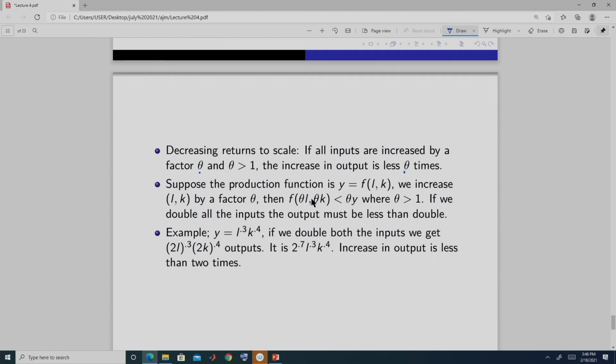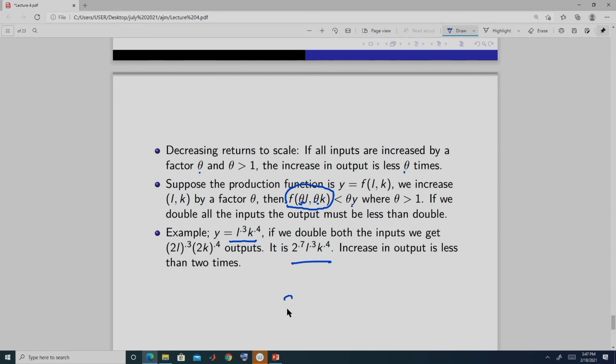So, if all the inputs are increased by a multiple theta, that is theta greater than 1, then the output is this much, because this is the production function, and it should be less than theta times y, where y is the original output. For example, take this production function where L is to the power 0.3 and K is to the power 0.4. Now, if we double both the inputs, labor and capital, then the output is only 2 to the power 0.7 into L to the power 0.3, K to the power 0.4.